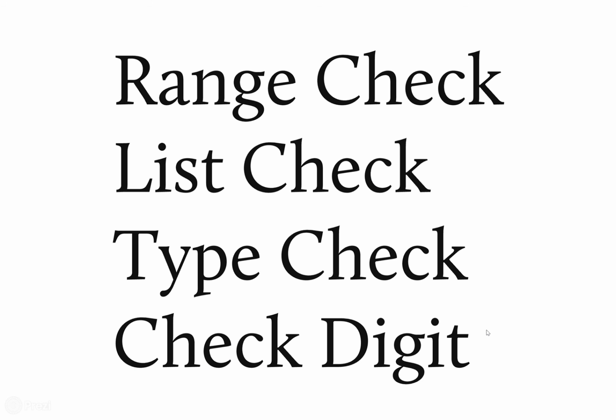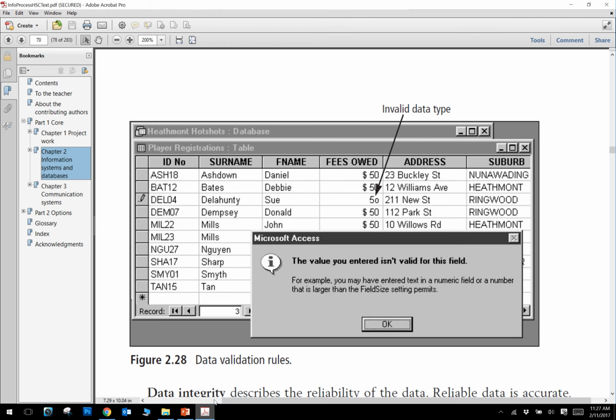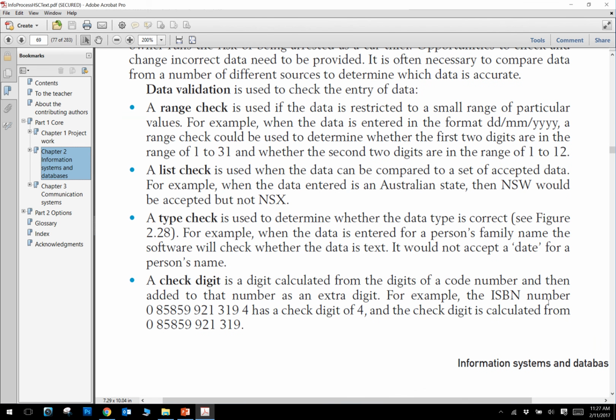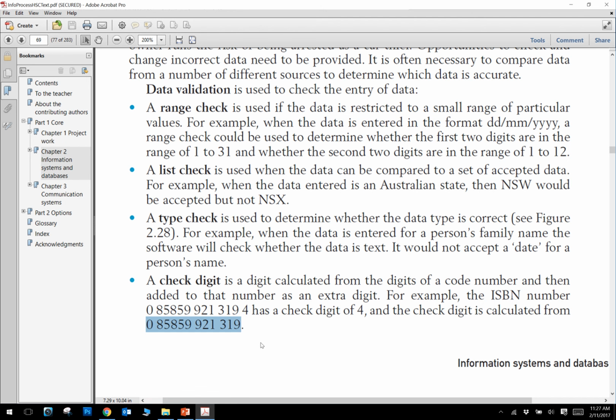For example, an ISBN number has a check digit of 4. That's the check digit of 4, and the check digit is calculated from this. It gets a result of 4, right?